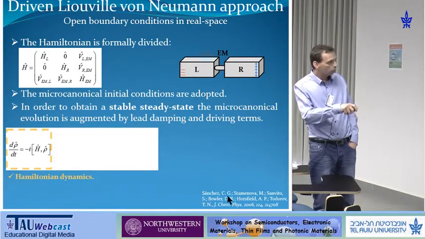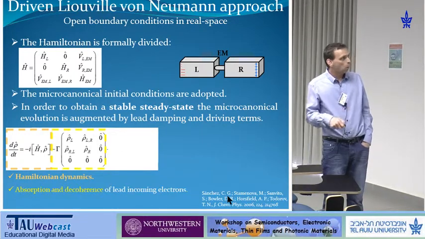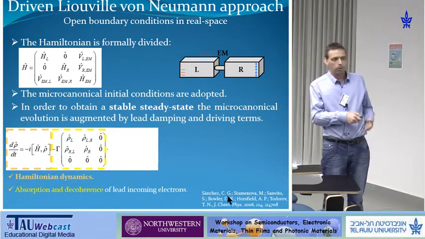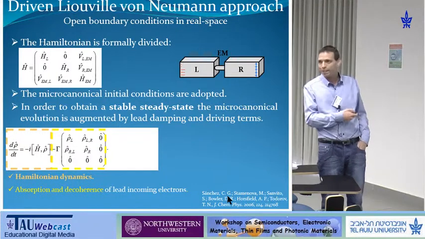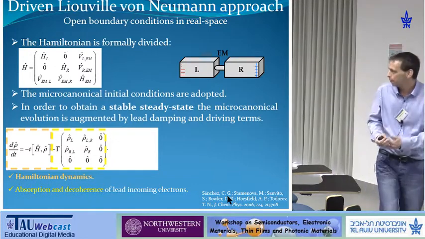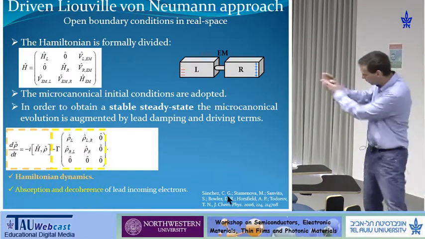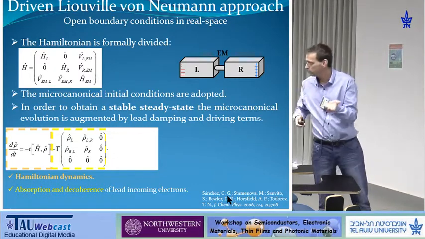They solve the Liouville von Neumann equation just like before, but they add two terms to it. One term is a damping term. You see the minus sign here? This means that this is damping. And what does it damp? It damps electrons or electron density that go into the lead. So this prevents the reflection. So if an electron goes into the lead, it is absorbed. This is just like an absorbing boundary condition in your system.